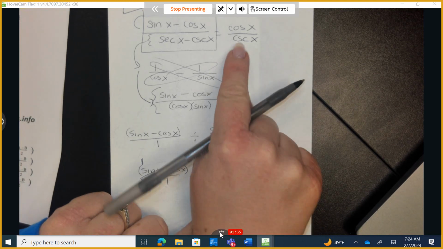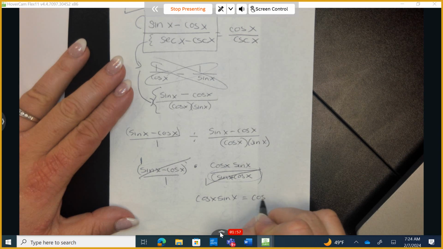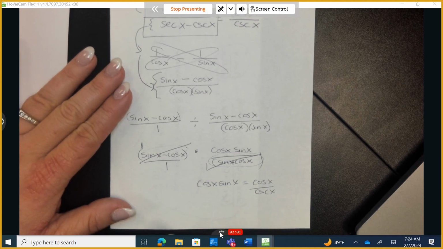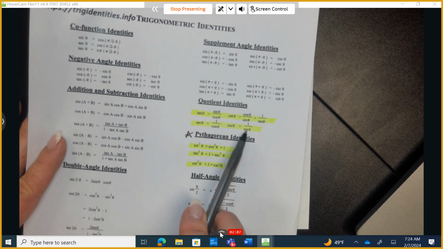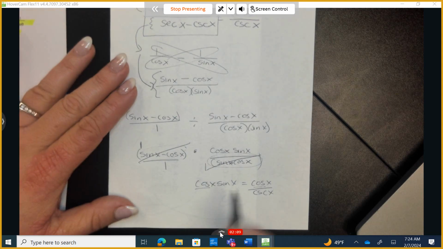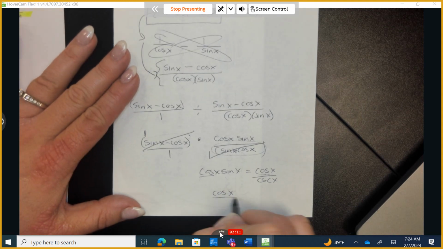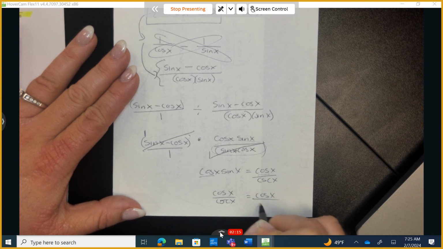Now, what was this originally equal to? The right-hand side was cosine of x over cosecant of x. So how does the left side achieve the right side? Well, the cosine is going to stay in the numerator, but we can rewrite the sine. The sine is the reciprocal of cosecant. So we can rewrite sine on the bottom by making it the cosecant. Thank you for your guidance, Miguel.